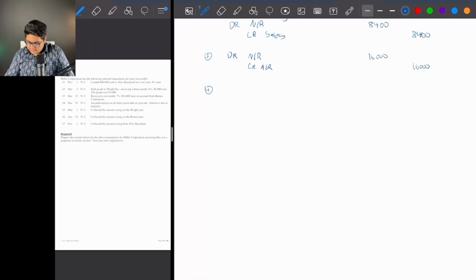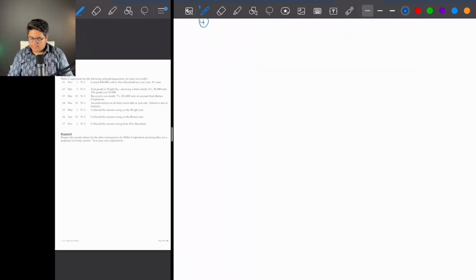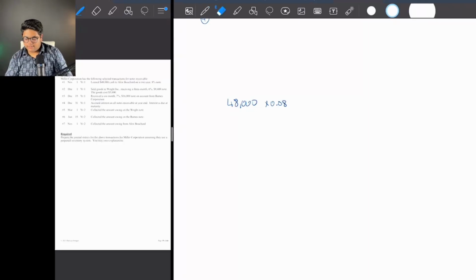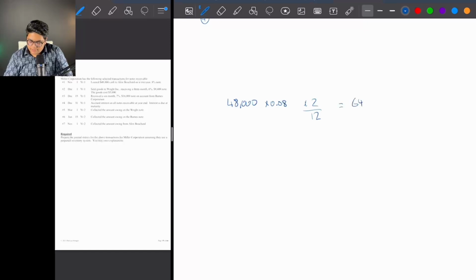Just to the side, my math: the first note was for $48,000, right? And this is at 8% interest, so times 0.08. Look at the dates. We received this note on November 1st. It is now December 31st. That's 2 months, right? November 1st to November 30th, and then December 1st to December 31st. So that's 2 months out of the 12 months in a year. We need to appropriate this interest amount for the specific time that we're collecting it for. When you do the math, it becomes $640.